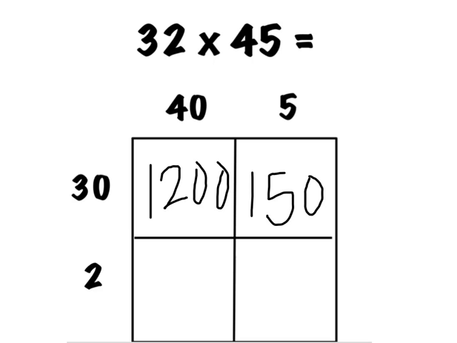I have 2 boxes remaining on the bottom. First, I'll need to multiply 40 times 2. Since 4 times 2 equals 8, I'll record that and add my 0. Last, I have 2 times 5. 2 times 5 equals 10. I have now completed my matrix, but I've not quite solved the problem.